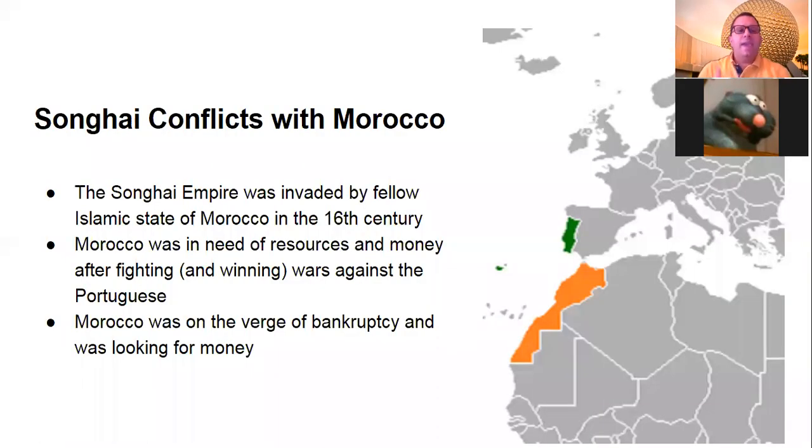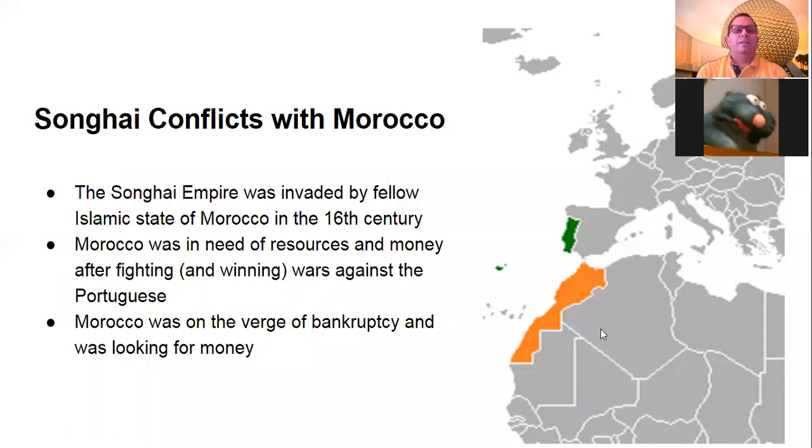They get into a conflict with Morocco, who actually invades them in the early part of the 16th century because the Moroccans need access to resources. They were fighting and winning a war against Portugal. Portugal is here on the map in green, and this at the time was Morocco.